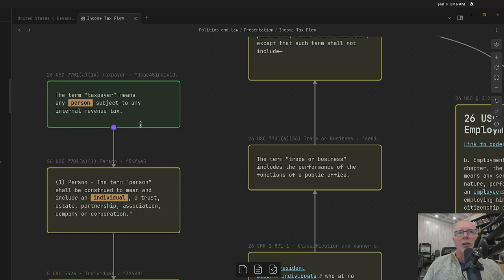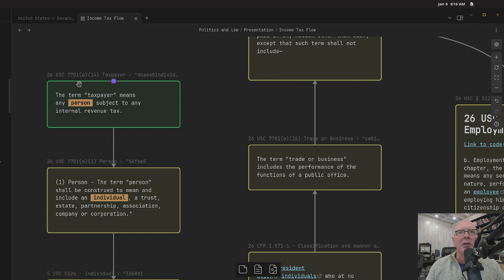So the first thing that we start off with, and all of these things are actually coming from Title 26 with one exception, and I'll point that out when I get there. The first thing that we look at here is 7701. So we're in Title 26, 7701(a)(14). This is just a definition.